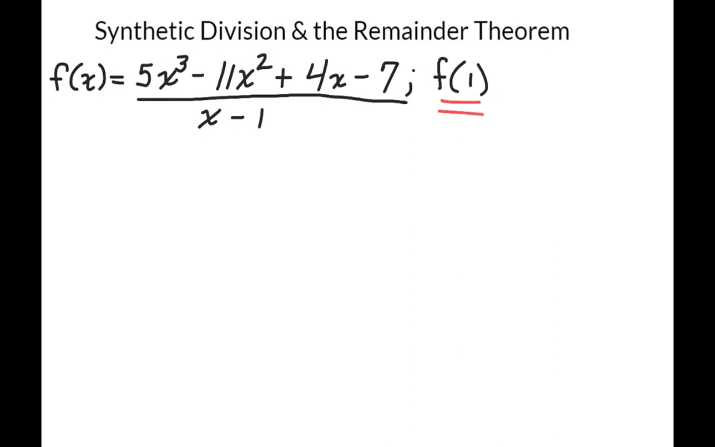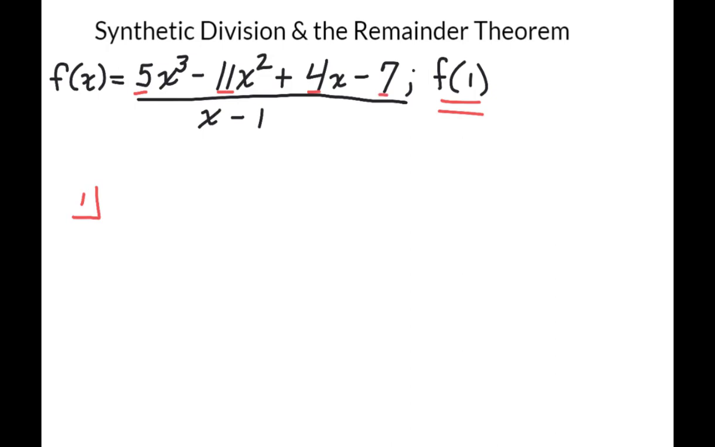So with synthetic division, if you're in this format, x minus the number, then over here to the side, you put 1, that value. Again, if it was x plus 1, then that would be -1. And then you take your coefficients and list them.